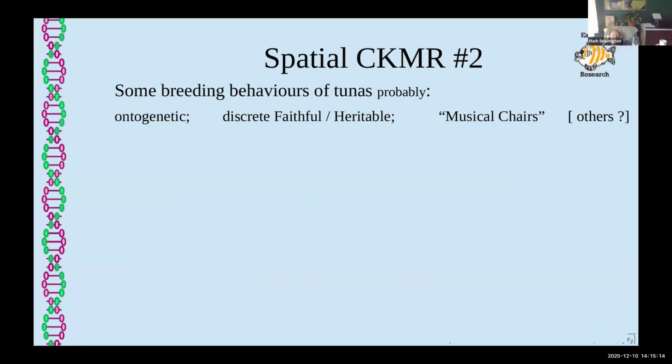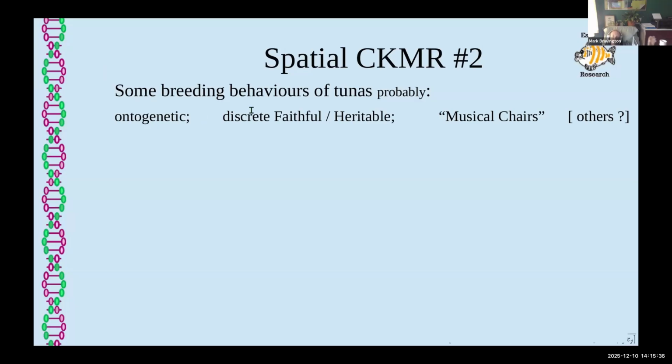Spatial close-kin, I think Matt in the first talk yesterday brought up several different types of spatial pattern there can be. Onto genetics. So Pacific bluefin start spawning in one place when they're young and small, and as they get bigger, they move to spawning in different places, quite different.